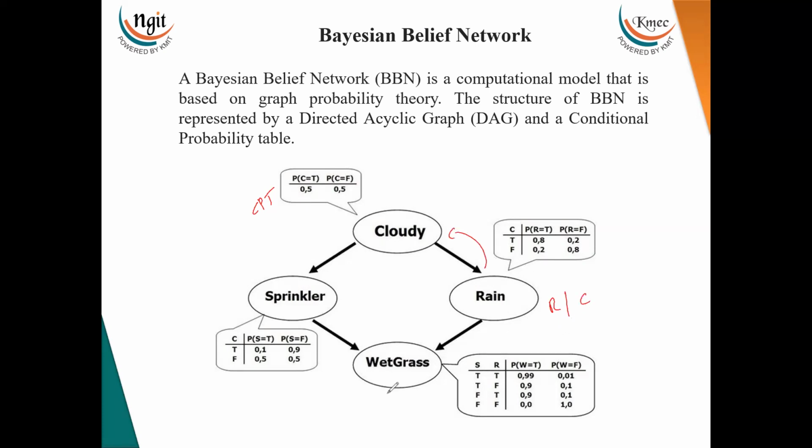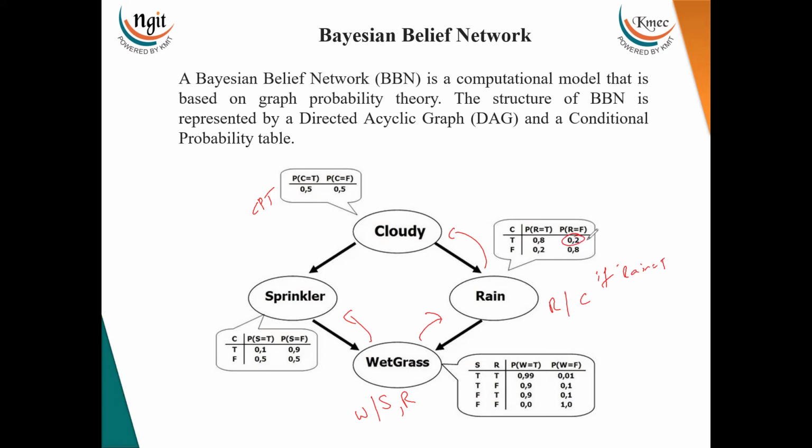And if you look at the wet grass, you can see that it has two parent nodes, called sprinkler as well as rain. And we can also see one conditional probability table. If I want to know that it is rainy, but there is no cloud, using this table, it is rainy but there is no cloud.